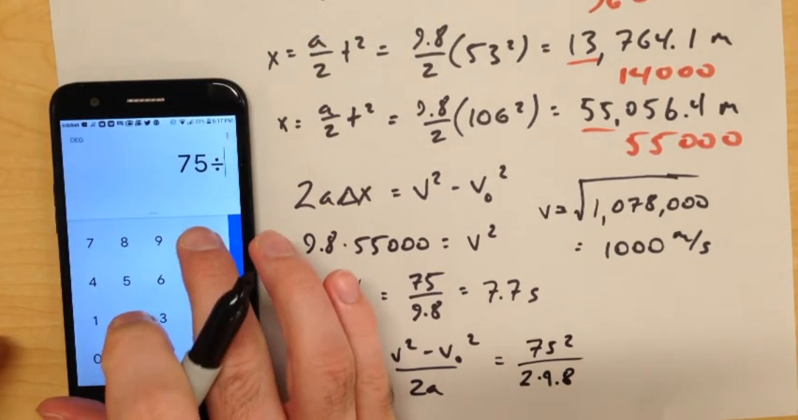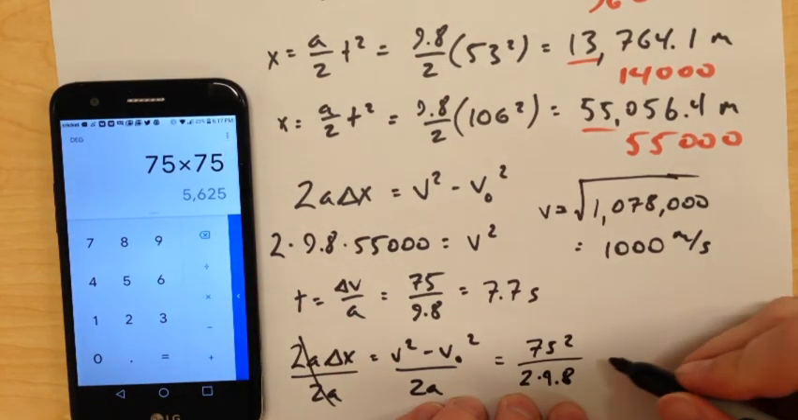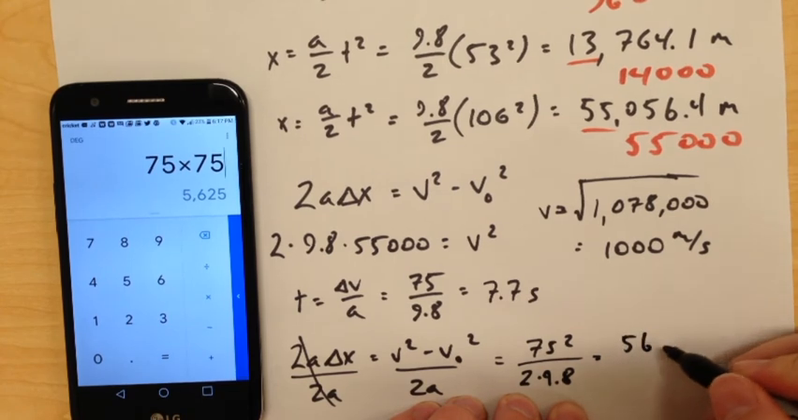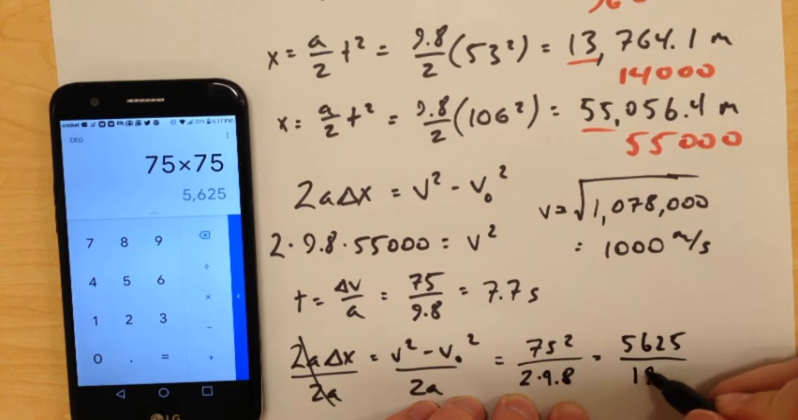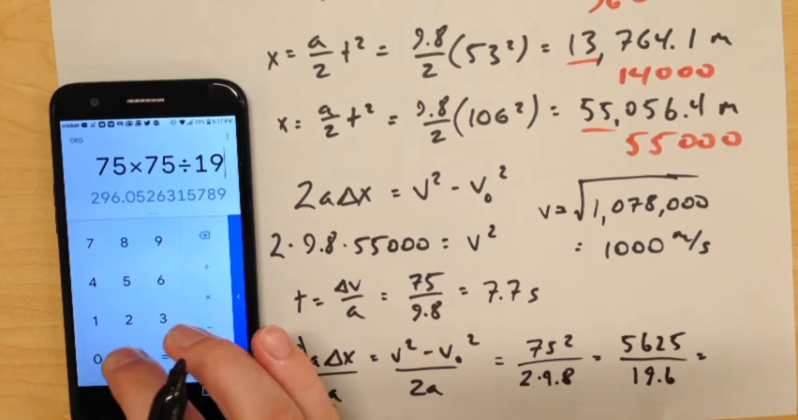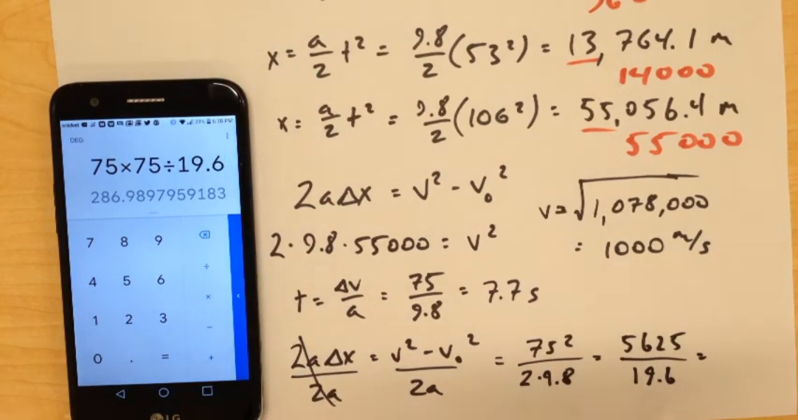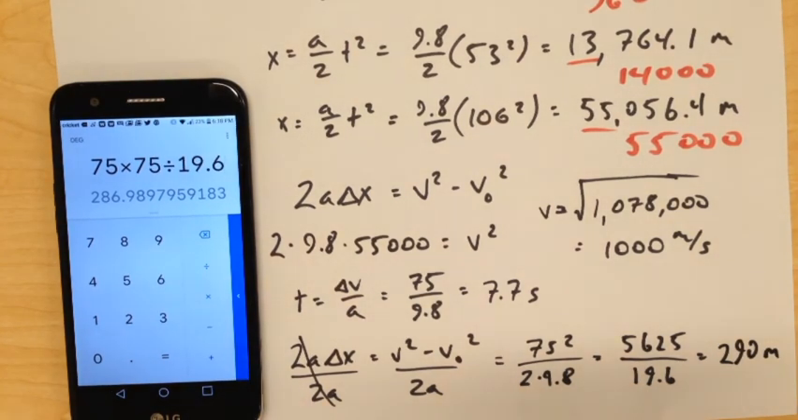75 squared is 5,625, and 2 times 9.8 is 19.6. So that's going to give us 286.989, blah, blah, blah. Two significant digits gives us 290. Still pretty far. One more time.